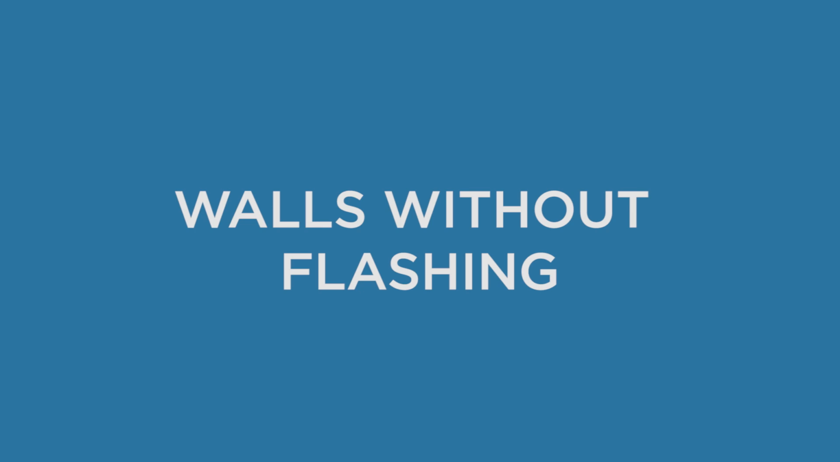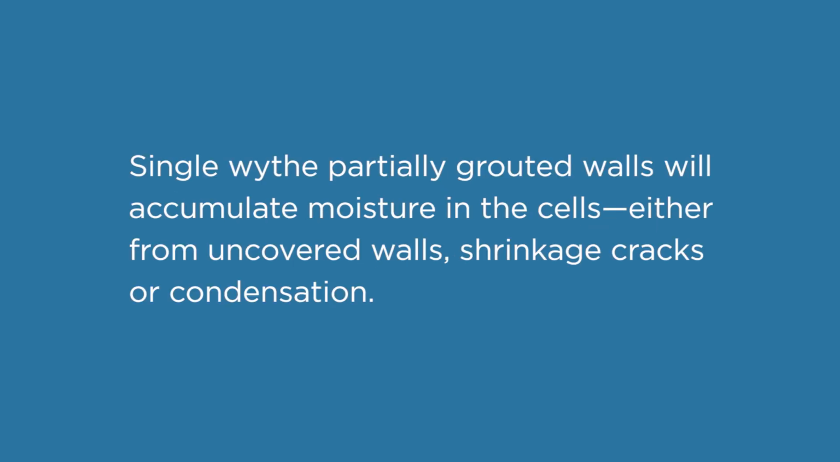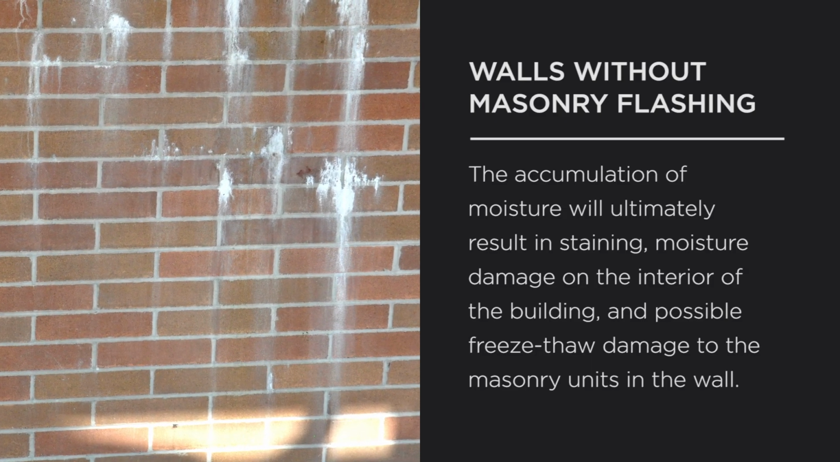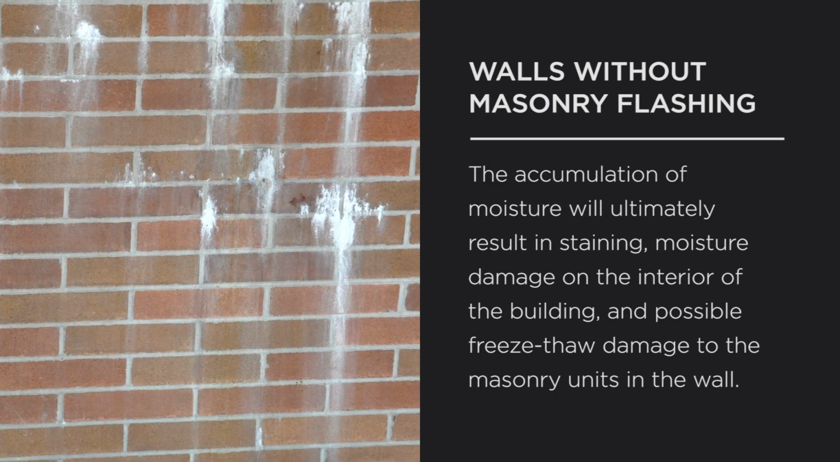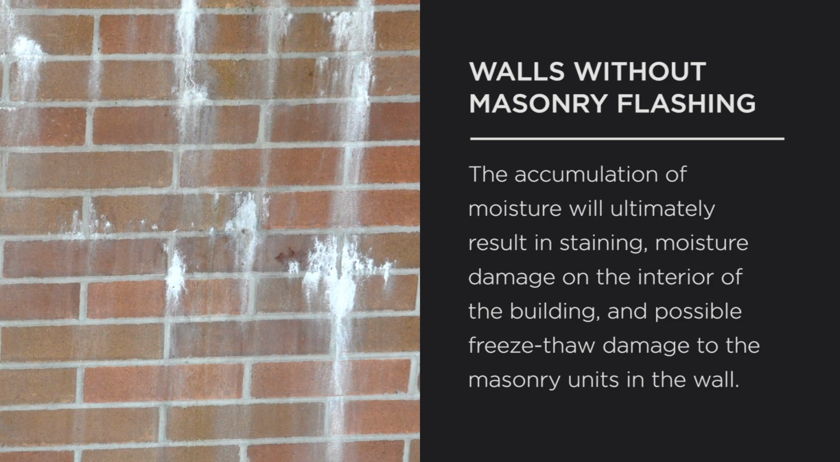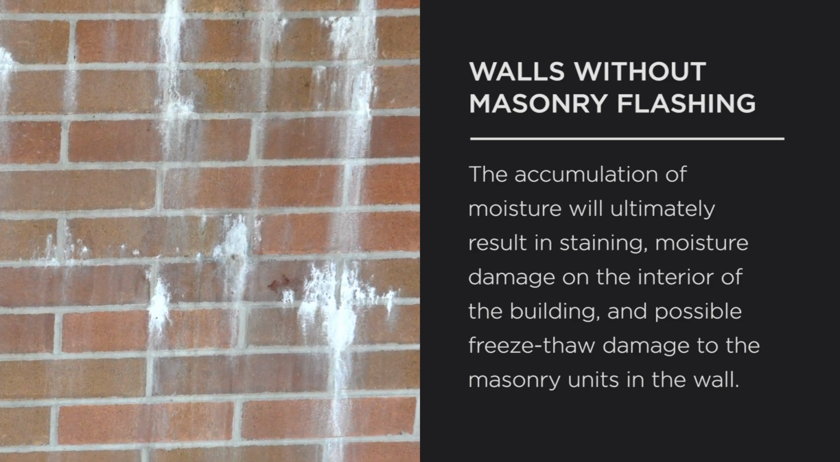Let's review problems created by lack of or improperly installed flashing. Walls without masonry flashing are inviting a series of problems. Single-width partially grouted walls will accumulate moisture in the cells, either from uncovered walls, shrinkage cracks, or condensation. The accumulation of that moisture will ultimately result in staining, moisture damage on the interior of the building, and possible freeze-thaw damage to the masonry units in the wall.